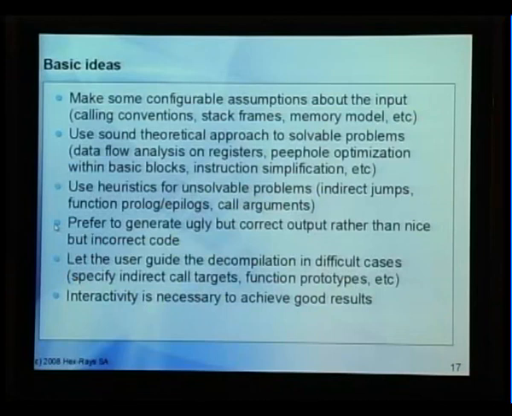For the cases where we cannot prove anything, we will use some heuristic approach. Indirect jumps, function prologues and epilogues, call arguments, the problems I showed you, we'll just make some rules that will work, let's say, 95% of the time. 5% of the time, they won't work. Okay, we know it in advance. That's why we say our decompiler will be interactive. So the user can go and change something, specify something, to direct the decompiler and change the output.